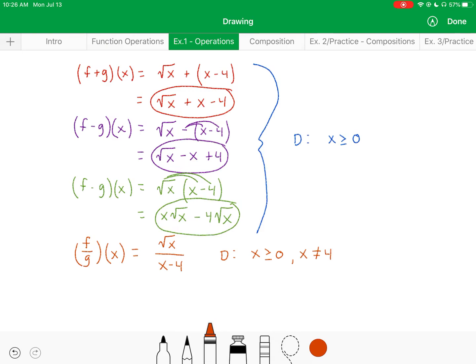So you can write it like that, or here I think is a really appropriate time for interval notation. You could say your domain is 0 to 4, where 0 is included, 4 is not, and then union 4 to infinity. Okay.